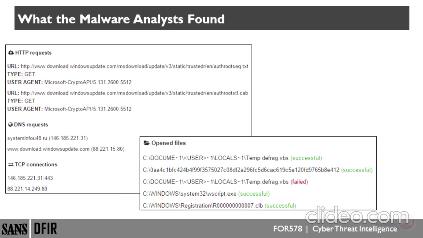Anyways, we also see systeminfo48.ru, which at the time is registered to or associated with this IP address, and it is using port 443, which goes to the whole exfiltrated encrypted data. Oh, and we also know that there are some VBS scripts, some Visual Basic scripts, running. And we also know there's this wscript.exe. So we've got some other files that are ongoing that we might want to be on the lookout for.